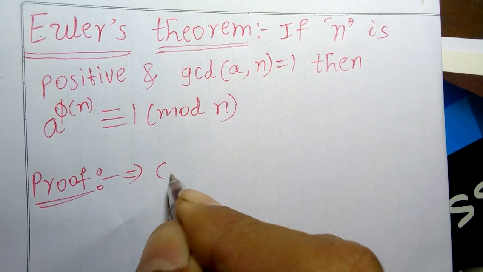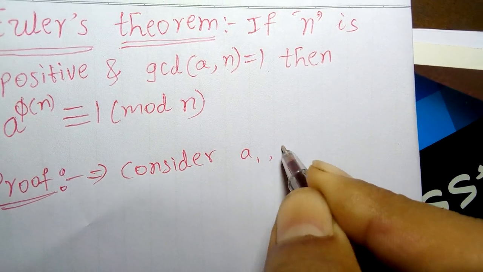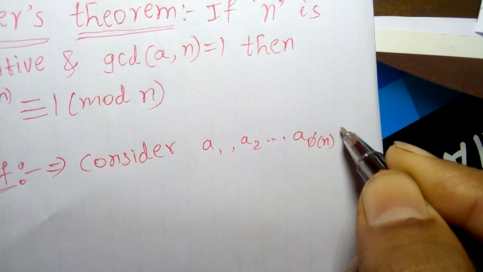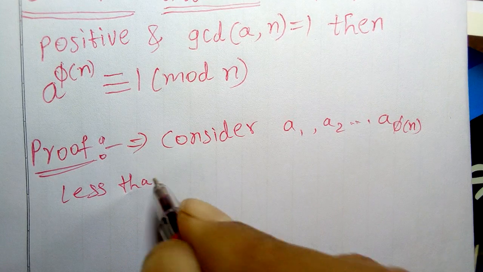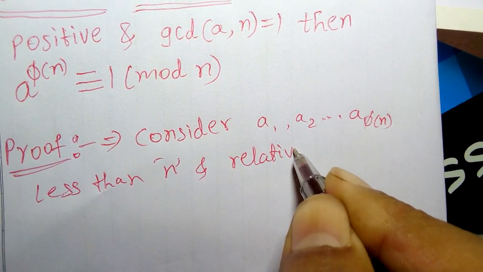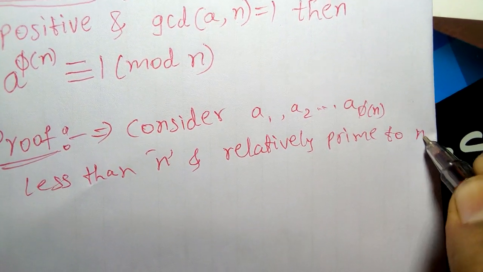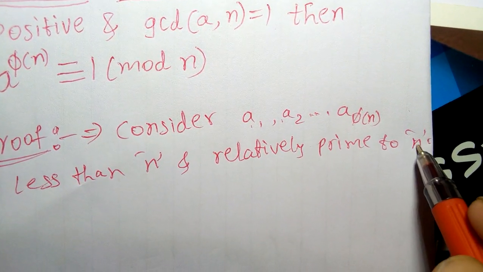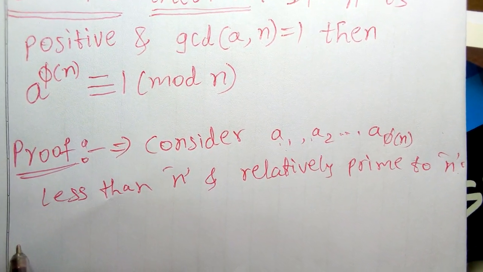In the first step, consider a1, a2 up to a phi of n, which are less than n and relatively prime to n. These are the numbers which are less than n and relatively prime to n.